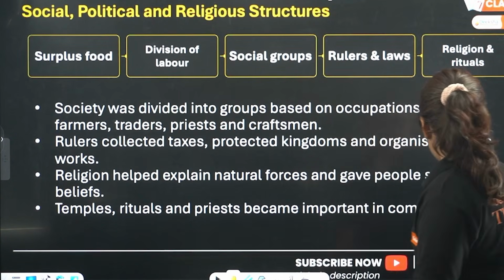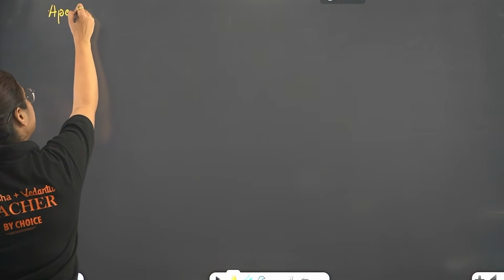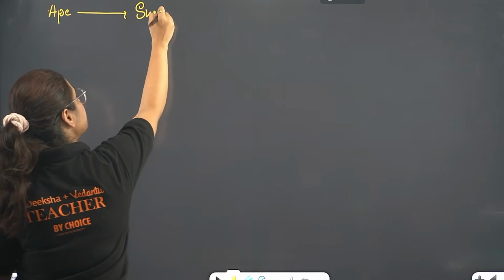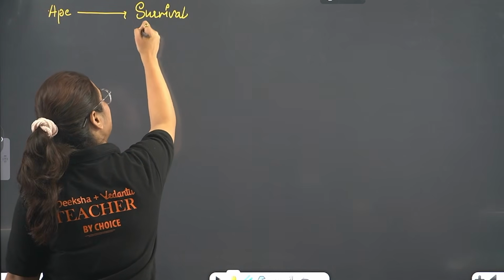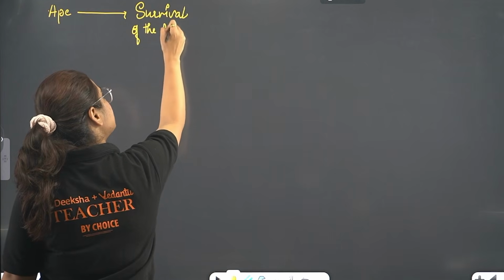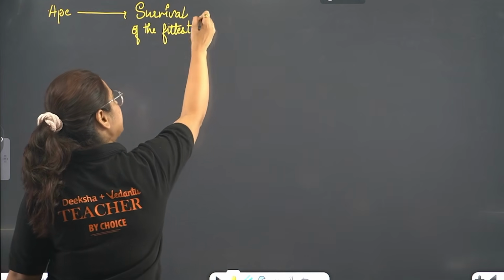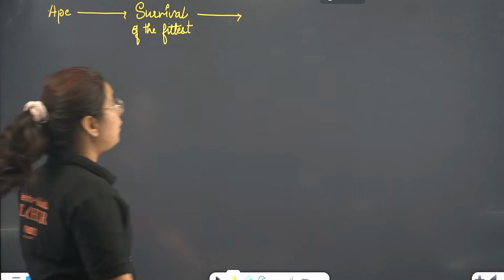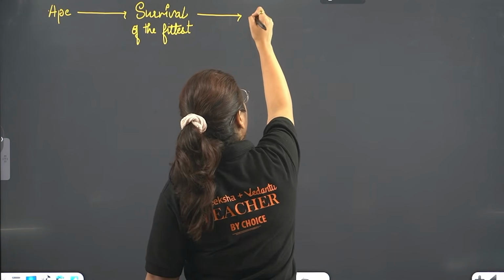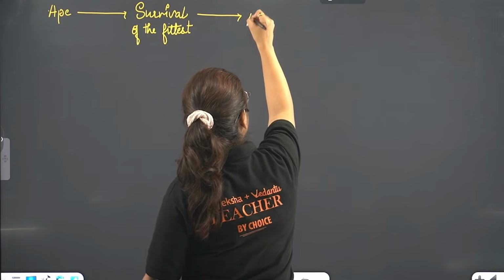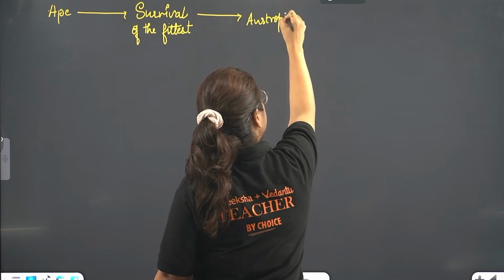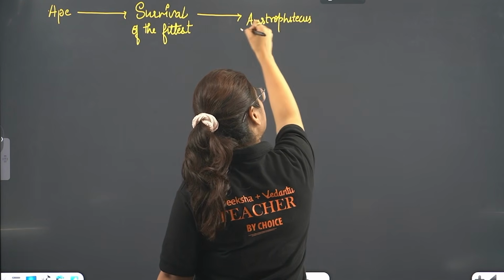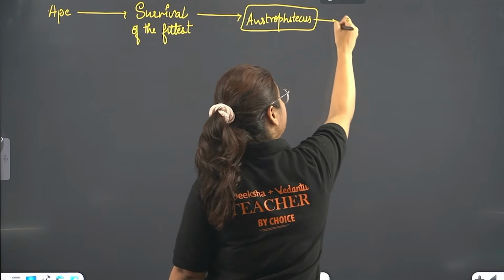This was the complete story of how humans evolved. We have to figure it out in an easier way. See, as humans, we were apes, right? Gradually, what happened? Who survives, who is the best? Survival of the fittest. Because of survival of the fittest, we adapted to nature and gradually changed. We changed from Australopithecus. From Australopithecus, we started standing upright, right?